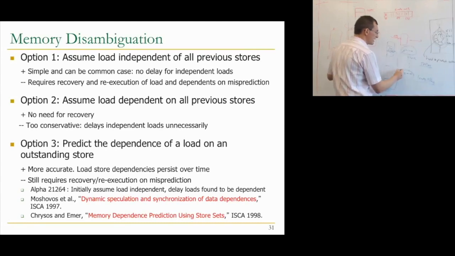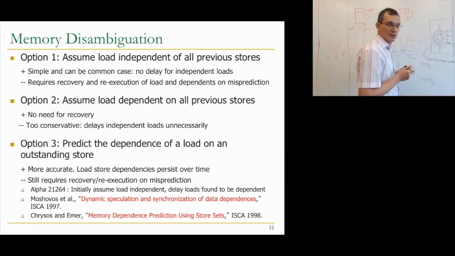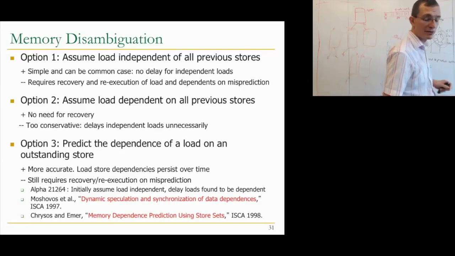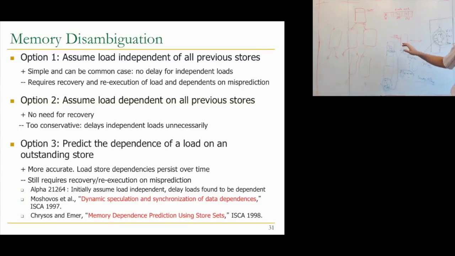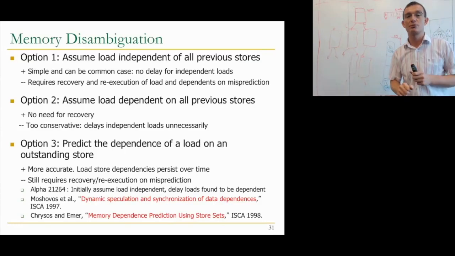In this case, this is a very predictable dependence, right? So whenever this load executes, you know that somebody else spilled it. Well, unless there are other writes to that location, but with spills and fills, there are usually no writes. So this is one of the reasons why memory dependencies persist between loads and stores. Okay, so the upside of this is it's more accurate, right? The downside is it still requires recovery and re-execution on misprediction, right?